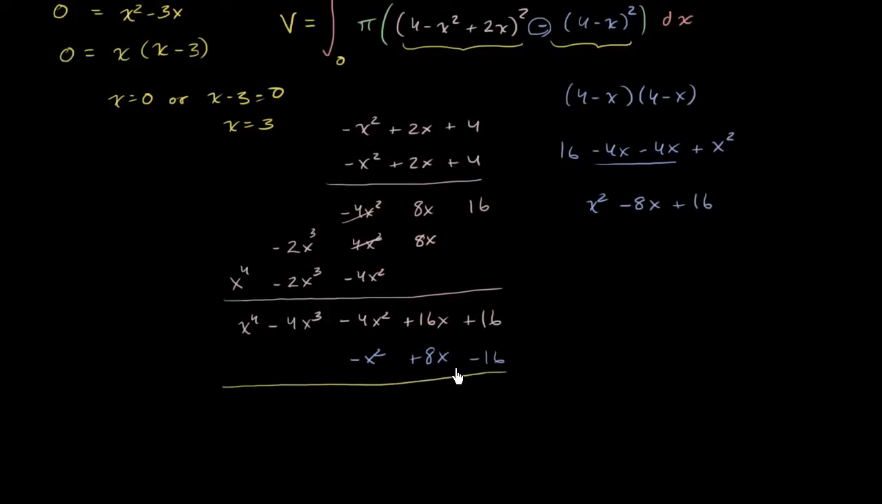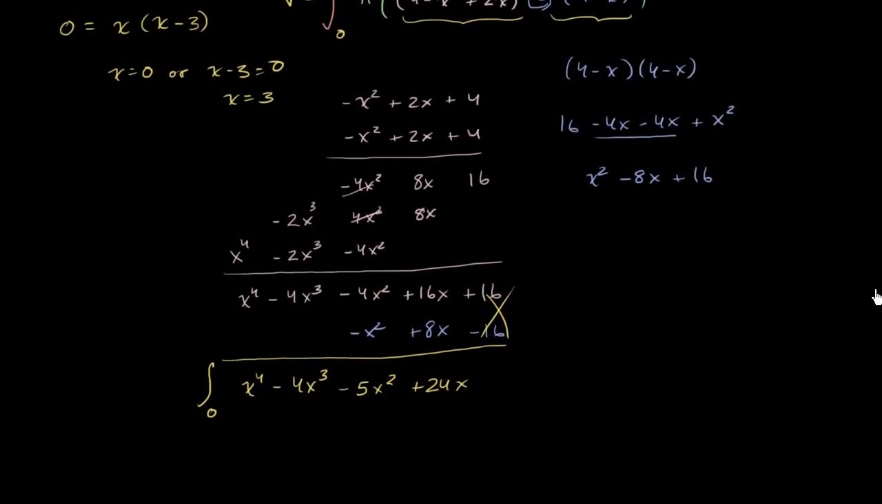We get x to the fourth minus 4x to the third power minus 5x squared plus 24x, and then these cancel out. So that's what we are left with. And so that's the inside of our integral. So we're going to take the integral of this thing, just so I don't have to keep rewriting this thing, from 0 until, if I remember correctly, 3. Yep, from 0 to 3.